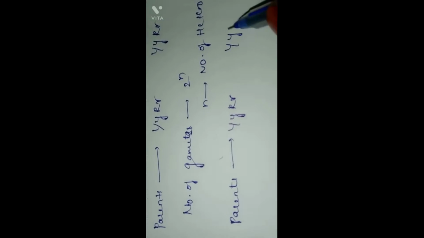For this, we use a formula to get the number of gametes. It is 2 power n, where n refers to the number of heterozygotes. Here, in each parent, we get two heterozygotes. In the first parent, capital Y, small y, capital R, small r, capital Y, small y is a single heterozygote, and capital R, small r is another heterozygote. So in each parent we have two heterozygotes, and we get four gametes from each parent.